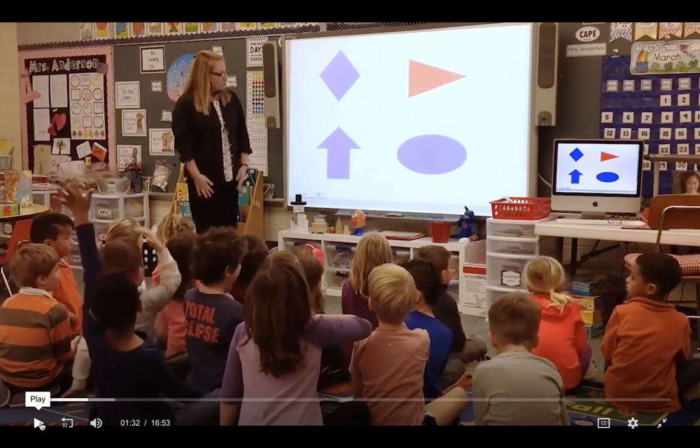So again, I just want to stop here for a second because there isn't always one right answer. For instance, a kid may say the red triangle doesn't belong because it's red, or they may say this oval or circle doesn't belong because it doesn't have straight sides. So there are different things that kids could come up with.